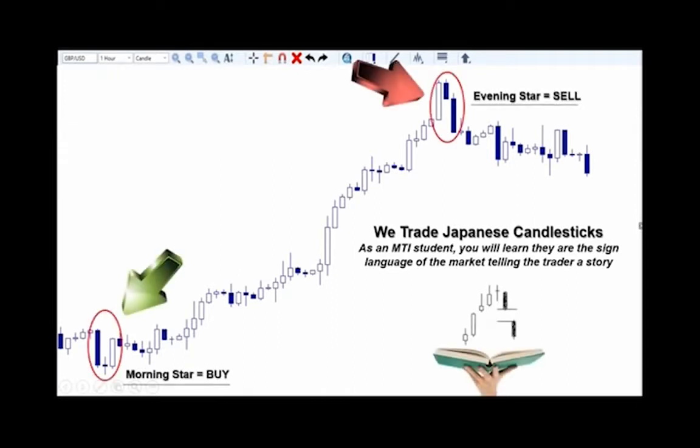Now, another thing I'll point out when I get into the manual analysis portion is that these candlesticks form what are called candlestick formations. We're going to look at these kind of like sign language in the market. They're going to help tell the trader's story. I've circled a couple here on this chart.